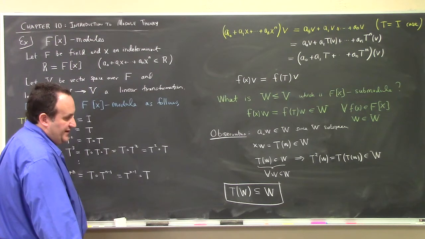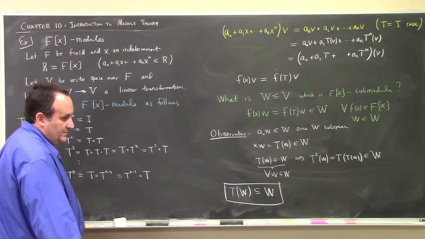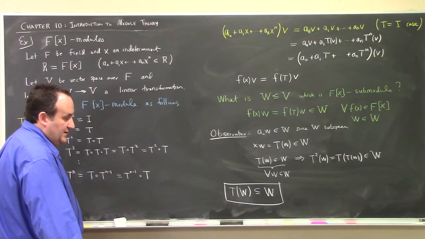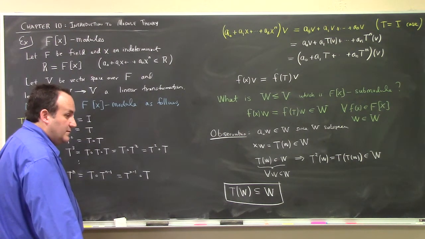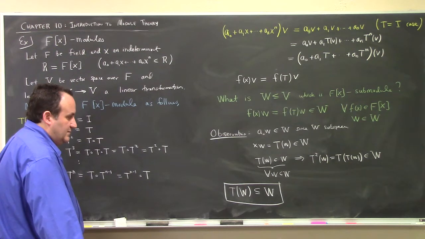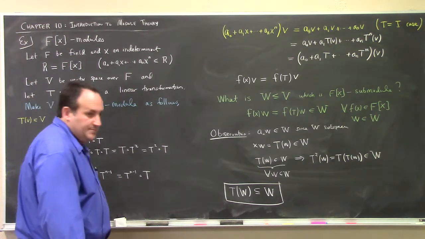So this module action tells us information about the linear transformation T. We're trading a statement about a linear operator for a statement about a corresponding module. So we can study the structure of the linear operator by instead studying the structure of the module. That's the trade. It's not at all obvious why that's helpful at the moment, but we'll see that it is.